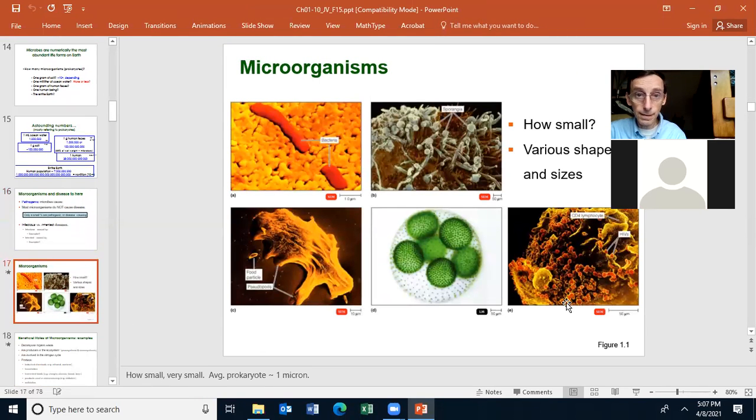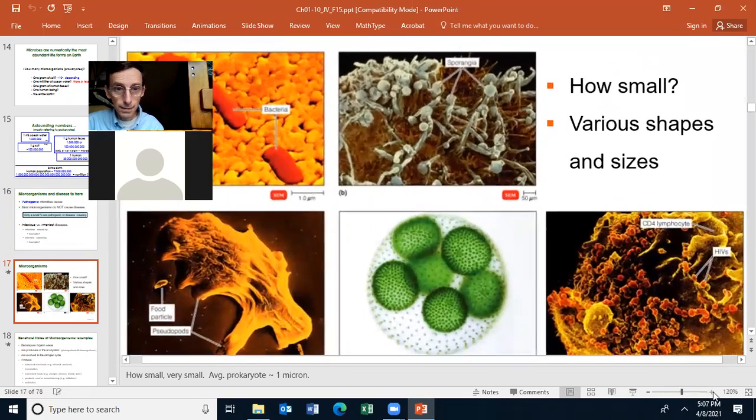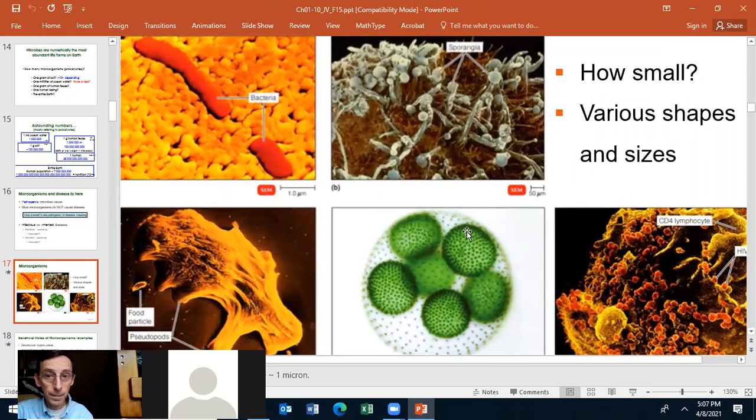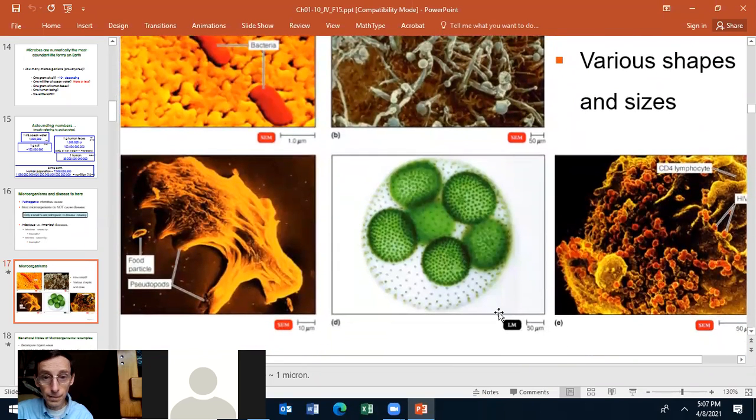Let's look at some microorganisms. Here we're looking at some, and they're small organisms that you need a microscope to see them with. They come in various shapes and sizes, and let's see if I can blow that up a little bit. So there's the size there. Let's put that at the bottom, and this is the smallest one. See if I can scroll down a little bit. There we go, right here.